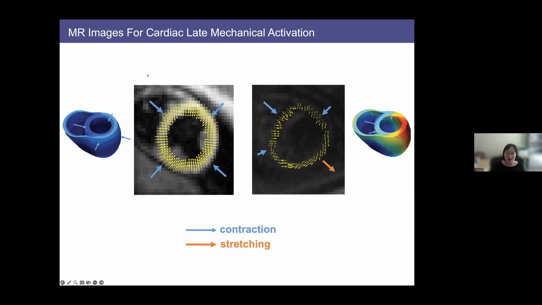On the left side, you see the healthy hearts, where every part of the myocardium starts to contract at the same time. But for the disease, you see some regions that are not contracting but stretching on the other side, which means those are the places where heart arrhythmia or some other heart disease actually shows up.